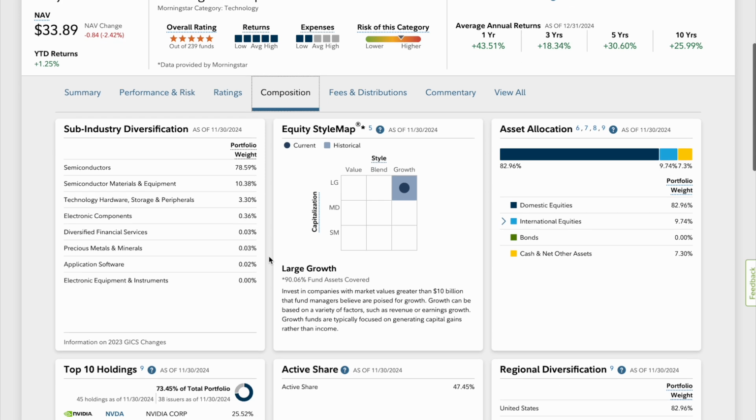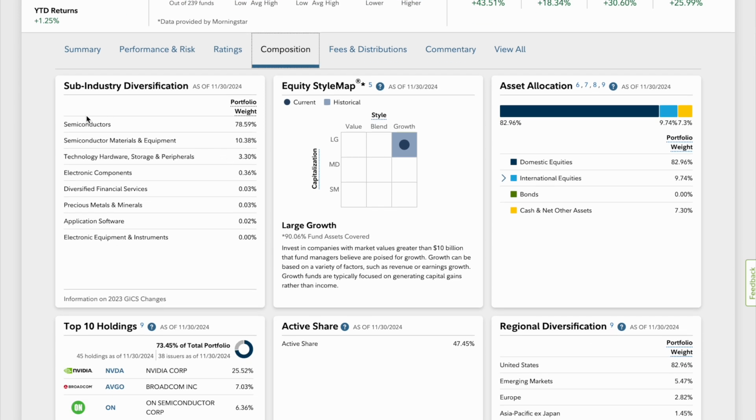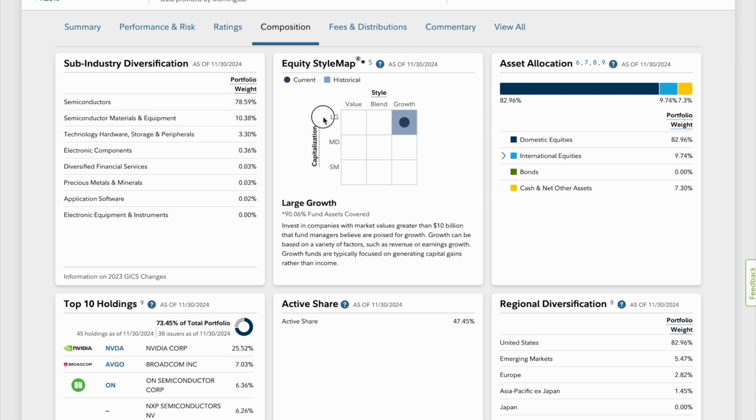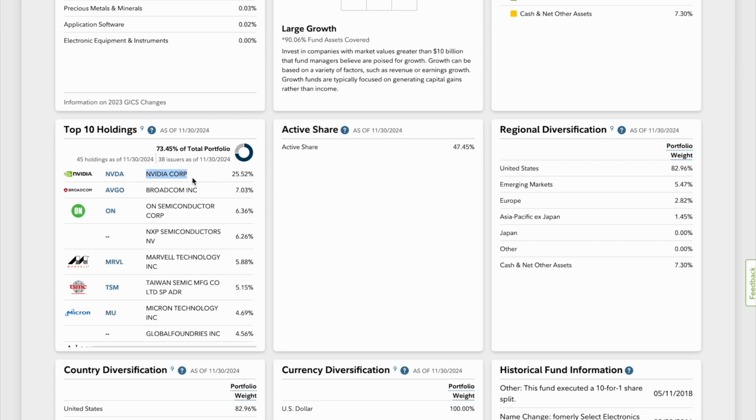I want you to see the composition of this. Take a look at this. Semiconductors, 78%. Semiconductor materials and equipment, 10%. That makes up for almost 90% of the fund right there. Basically, semiconductors. And you know that you are getting large cap growth stocks that basically make up NVIDIA, Broadcom, ON, NXP, Marvell, and Taiwan Semiconductors.